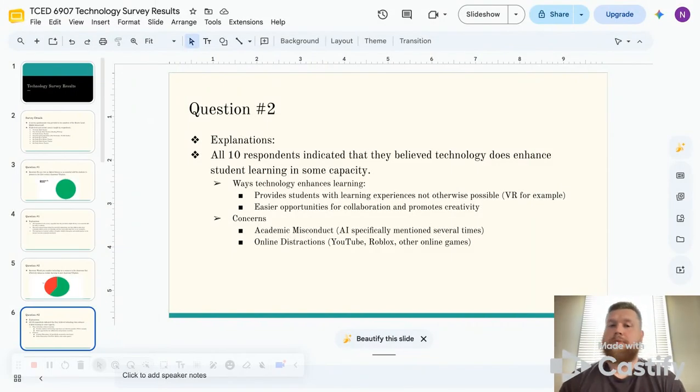Some of the concerns that were brought up. Now, a few teachers did bring up concerns. You can see that 30% of the respondents, 3 respondents, brought up concerns. Those concerns were academic misconduct. AI was specifically mentioned several times, students using AI to complete their assignments and things of that nature. Online distractions were also brought up, including YouTube, Roblox, and other online games.